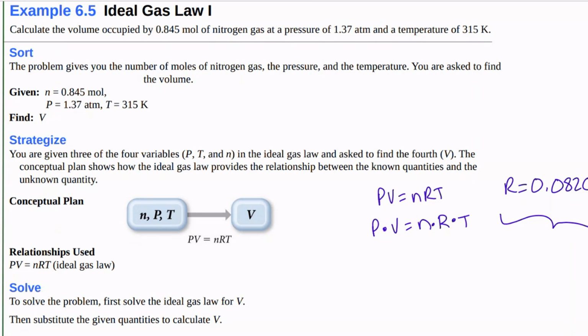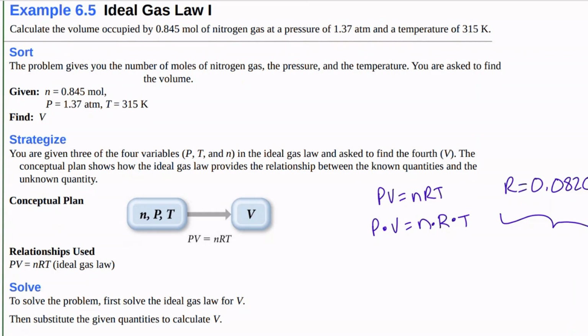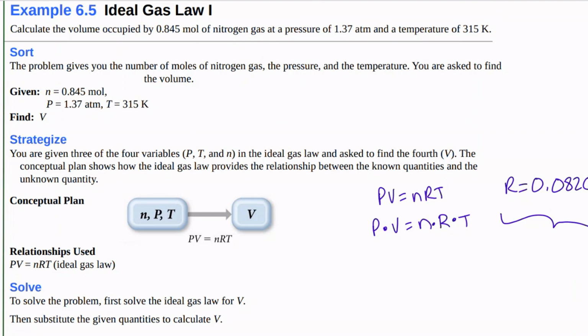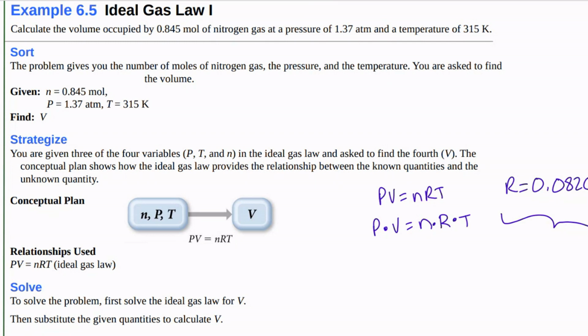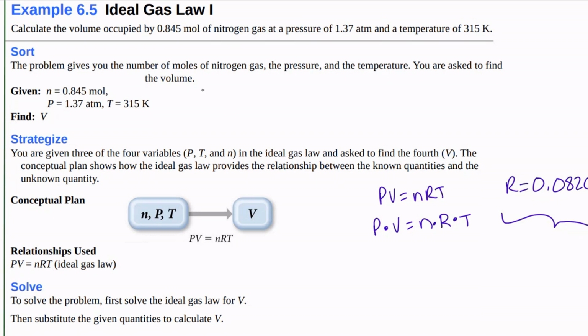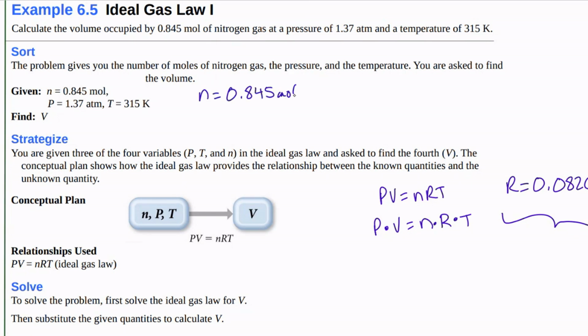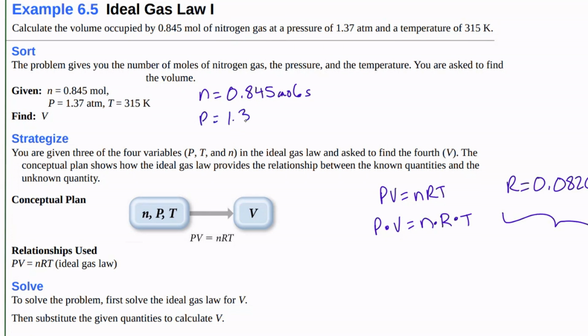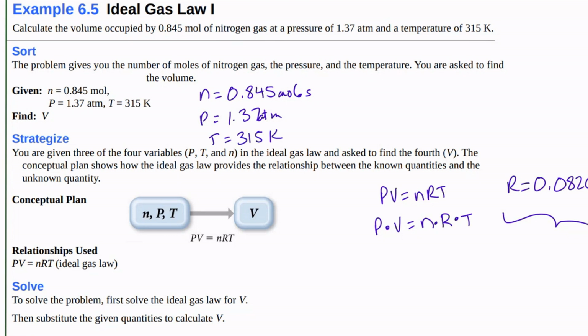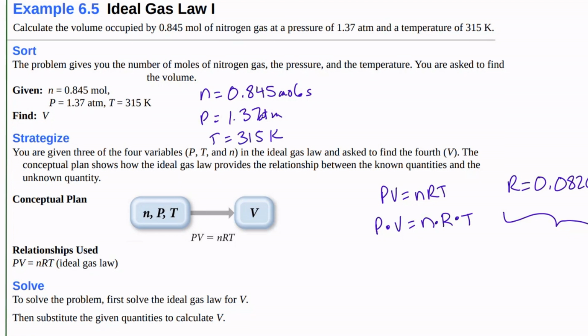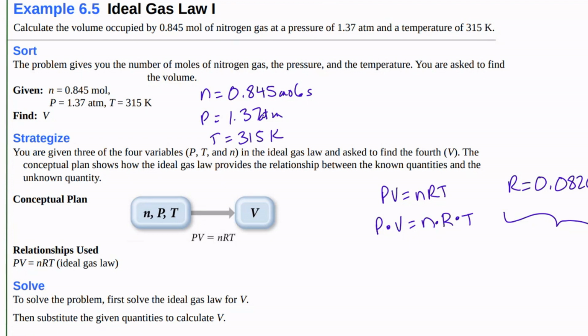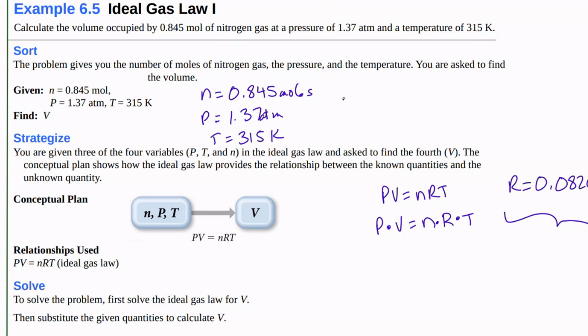So the question reads, calculate the volume occupied by 0.845 moles of nitrogen gas at a pressure of 1.37 atmospheres and a temperature of 315 Kelvin. So you can see here that we're given n is equal to 0.845 moles, pressure is equal to 1.37 atmospheres, and temperature is equal to 315 Kelvin. So be sure to check your units every time and make sure they match the units in the gas law constant R. Okay, and so we were asked to find the volume.